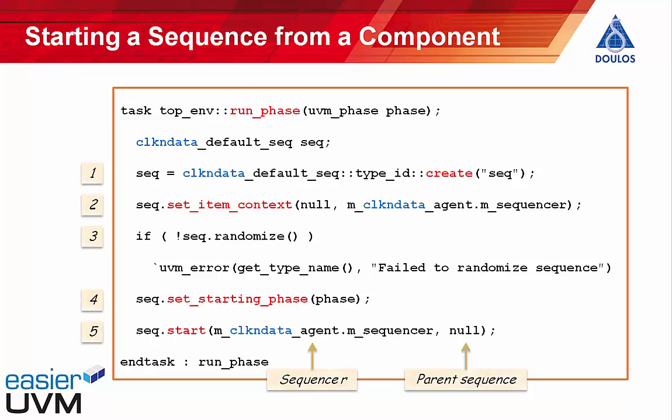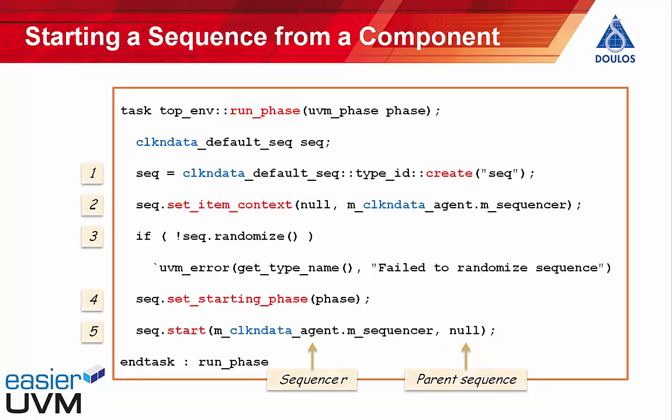Now let's look at starting a sequence from a component, and it's almost identical. If we look at the context here, then instead of this code being inside the body task of a sequence, it's now inside the run phase task of a component, so that's the first difference. And really the only other key difference is that because this sequence is being started from a component rather than another sequence, this sequence doesn't have a parent sequence. So the parent sequence argument is set to null, both in the call to start and also in the call to set_item_context.